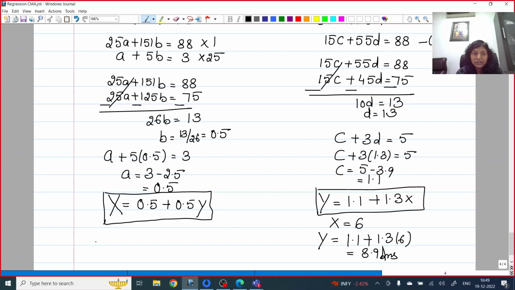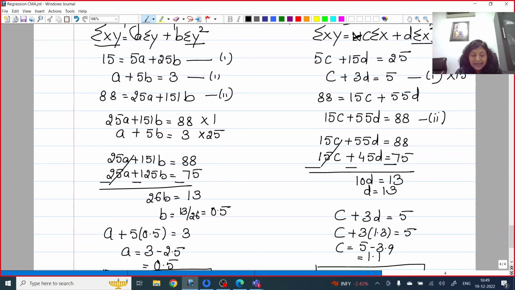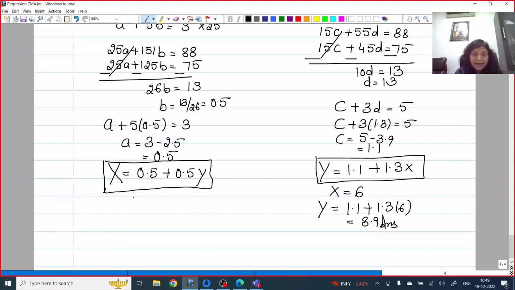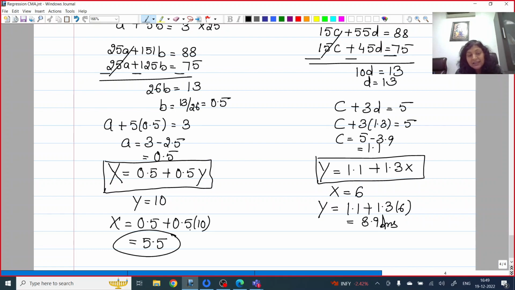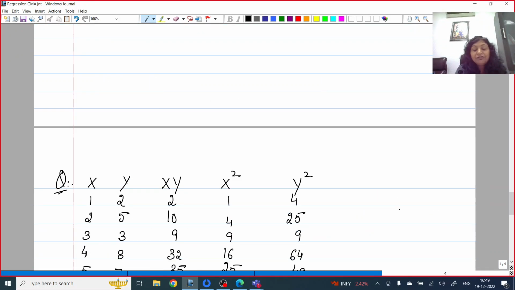This is called prediction. And if we say what will be the value of x when y is equal to 10, so if y is 10, then what is x? So we put the value of y in this equation. So x is 0.5 plus 0.5 into 10. So this becomes 5.5. In this way, you can predict the value of an unknown variable on the basis of a given value of a known variable. This is your first method, that is called the least square method.